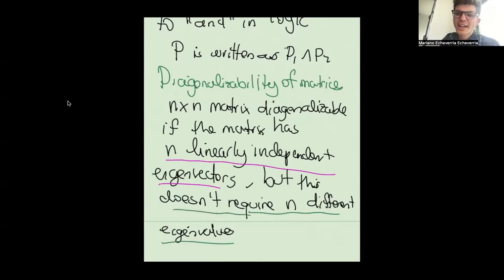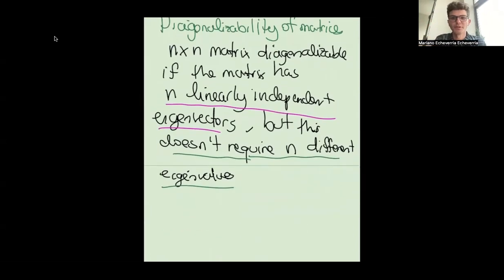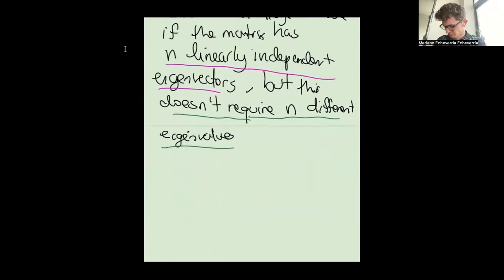In class, all the examples that I ever did with matrix diagonalizability were, for example, a 3x3 matrix with 3 different eigenvalues, or a 2x2 matrix with 2 different eigenvalues. So I owe you an example of a 3x3 matrix with just 2 eigenvalues that is still diagonalizable. That's the one I wanted to do for today. So here's an example.